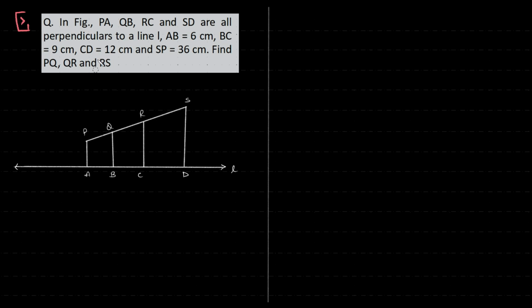In the figure, we have this figure. If PQ, QB, RC, all these lines, SD, are all perpendicular to line L. So this is L, they are all perpendicular, thus making them parallel to each other. We'll mention that also.